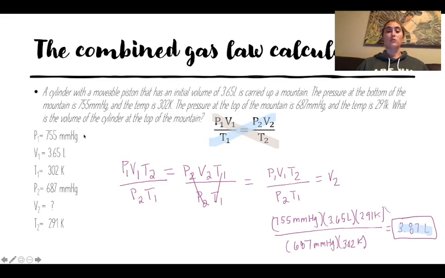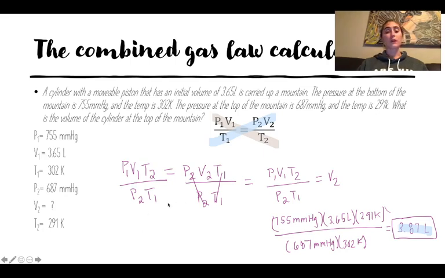So based on what they told us, our initial pressure was 755 mmHg. Our initial volume was 3.65 liters, and the initial temperature was 302 Kelvin. Once we got to the top of the mountain, the pressure changed to 687 mmHg, and the temperature changed to 291 Kelvin. And now we're solving for V2.